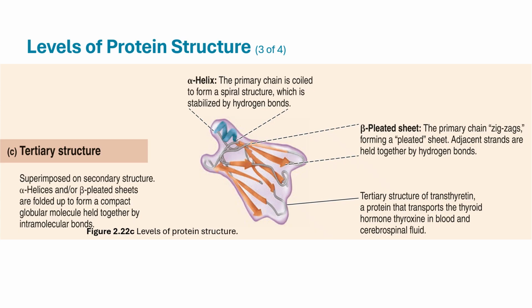All right, tertiary structure, which is superimposed on its secondary structure: the alpha helices and beta pleated sheets are folded up to form a compact globular molecule, which is held together by intermolecular bonds. This picture is showing you the tertiary structure of transthyretin, a protein that transports the thyroid hormone thyroxine in blood and cerebrospinal fluid.